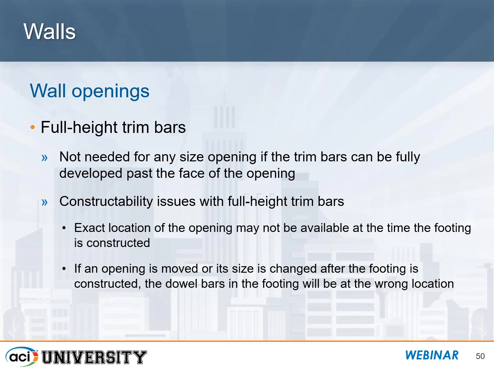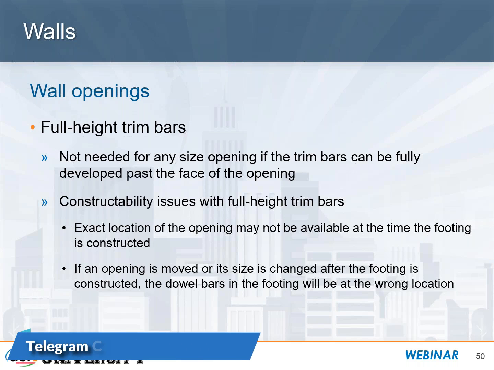Now think about the constructability issues with these full height trim bars. What if the exact location of the opening is not available at the time the footing is constructed? So you can have all these dowel bars where you think it's going to happen, and then it winds up the opening is even 6 inches off, and that's obviously going to cause some construction issues. Again, if the opening is moved or its size has changed after the footing is constructed, the dowel bars will be in the wrong location. So that's why it's not recommended to provide these full height trim bars unless absolutely required.